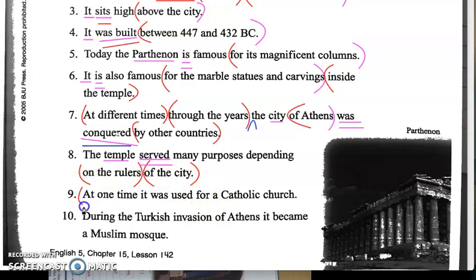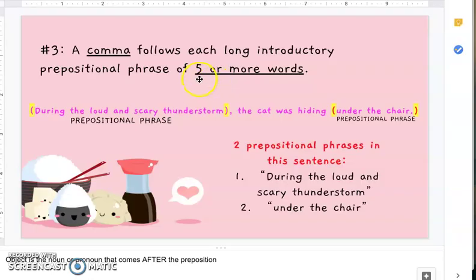At what? At one time. For what? For a Catholic church. Subject, it, was used, verbs. Okay, and we actually do not put a comma here because there's only 3 words. 1, 2, 3. You put a comma if there are 5 or more words.